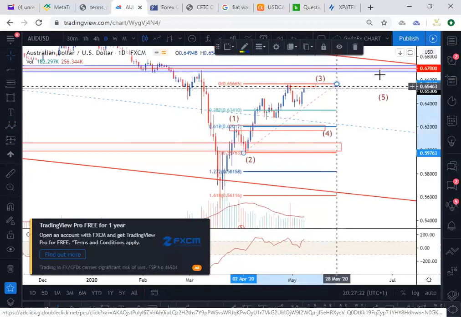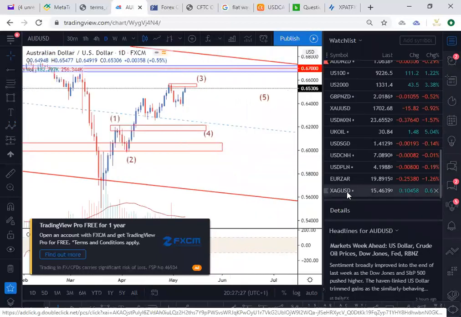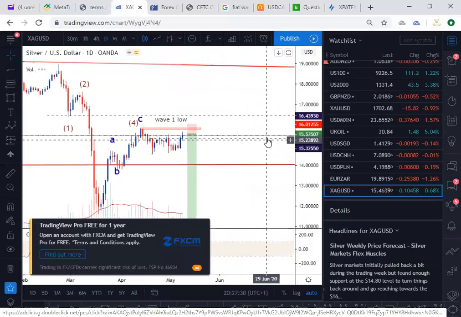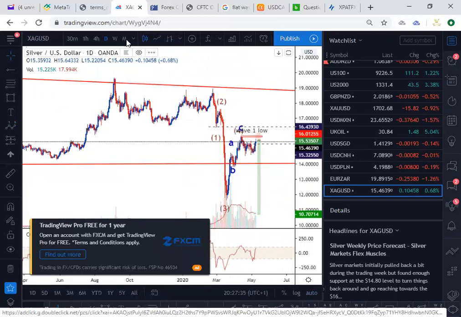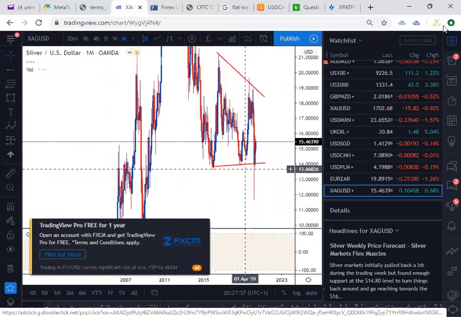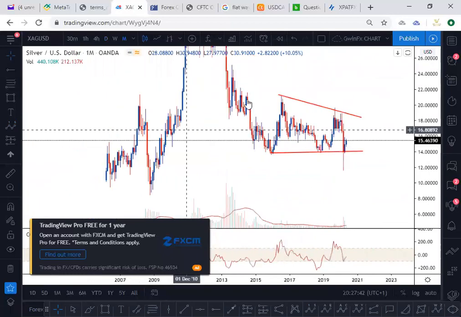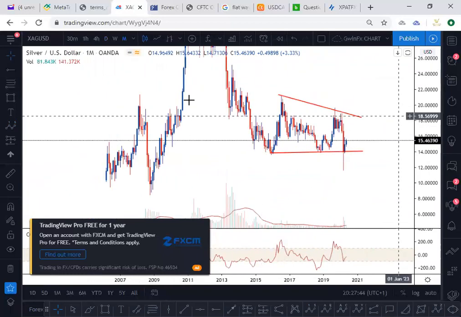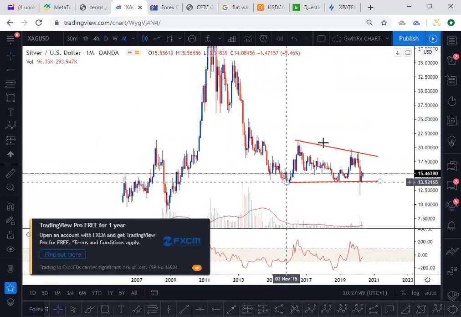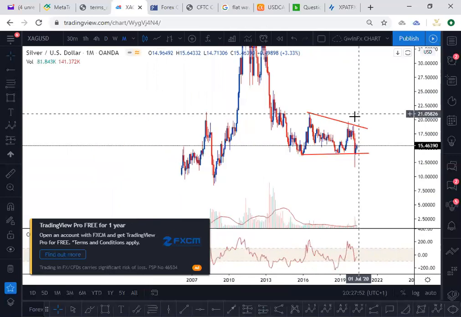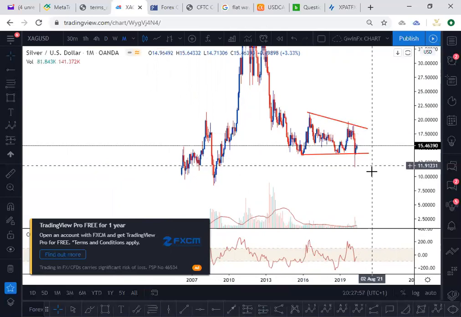Let's go straight to another pair, which will be the gold and the silver. Now I want to start with the silver. One of the things we could clearly see from the silver here, from the monthly time frame, is that price indeed came into this zone. This was a massive push from this high. Price did get into this zone and then started trading in this triangle.